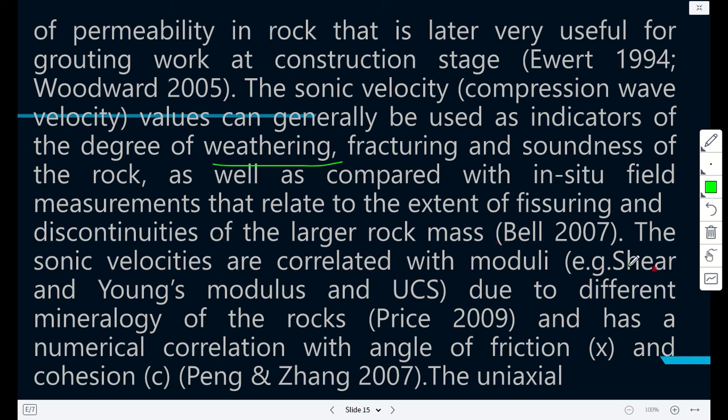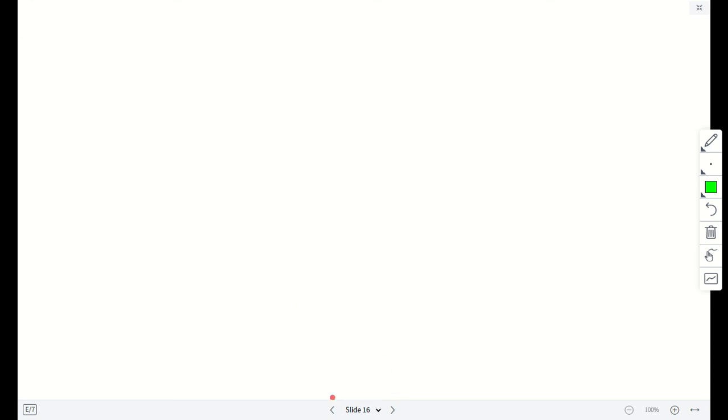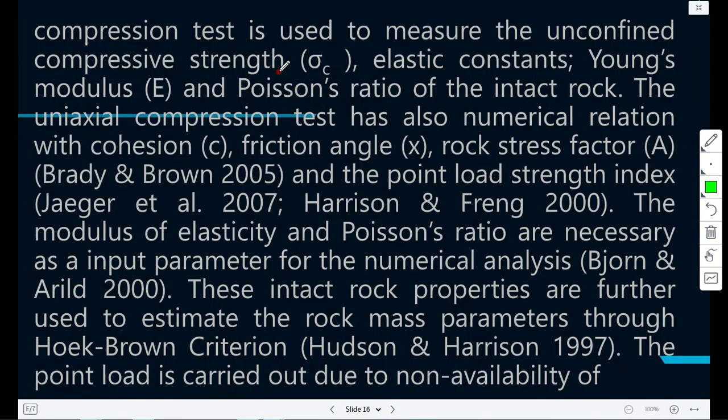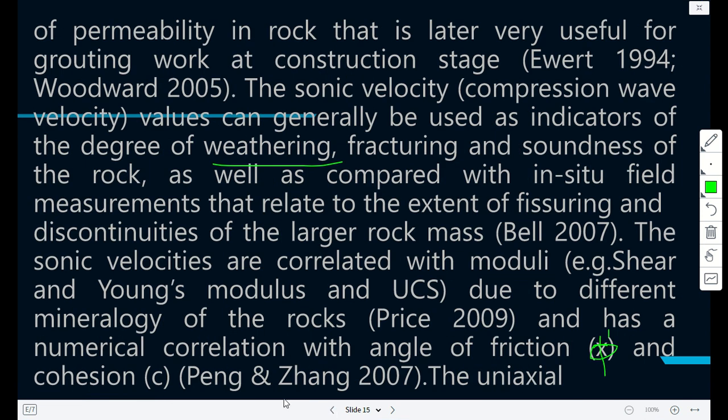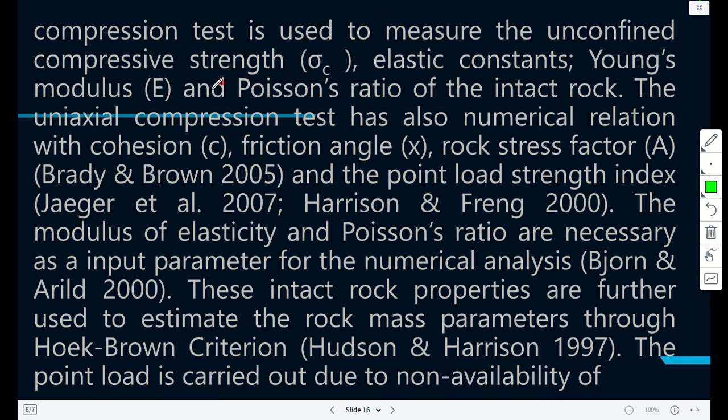The sonic velocity is correlated with the moduli, that's the shear and Young's modulus, and the UCS, the unconfined compression test strength. Due to different mineralogy of rocks, it has numerical correlation with the angle of friction, phi, and the cohesion. The uniaxial compression test is used to measure the unconfined compressive strength.